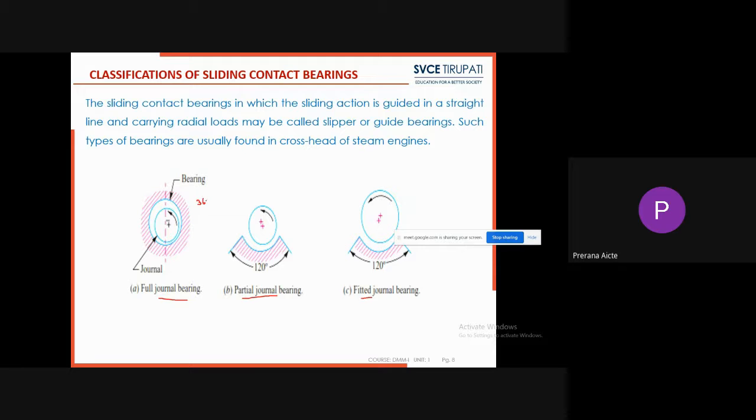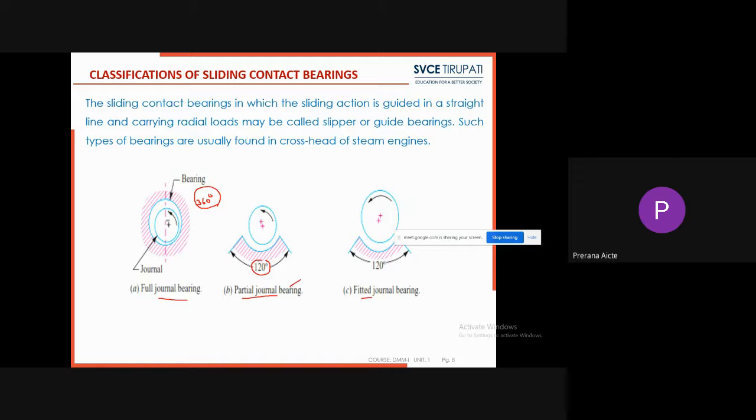360 degrees. That is called a full journal bearing. When the bearing completely revolves, taking place up to an angle of 360 degrees, that is called a full journal bearing. If the revolution takes place only 120 degrees, that is called a partial journal bearing. Both are the same.